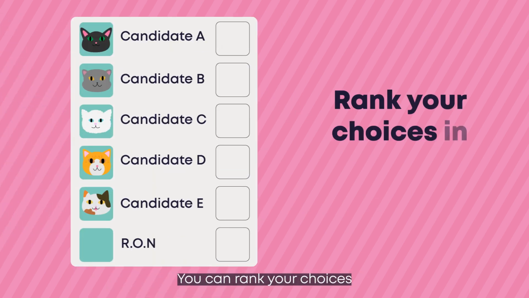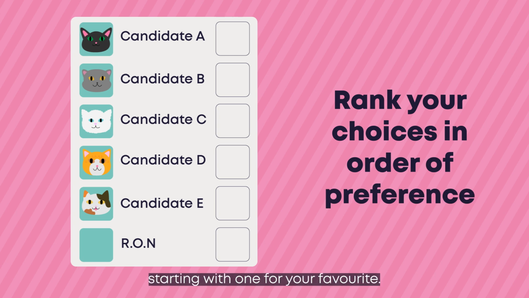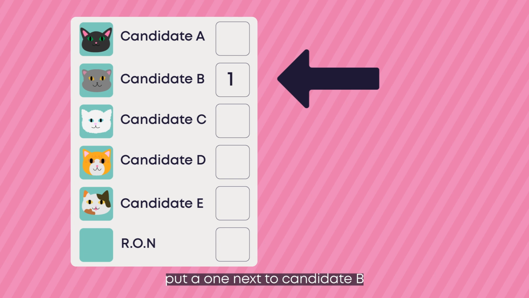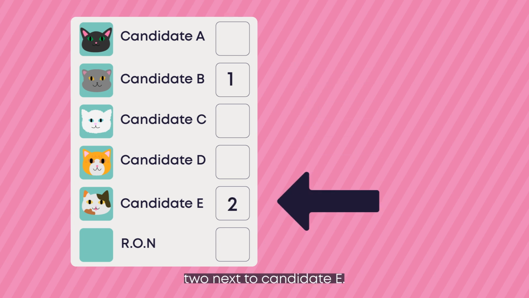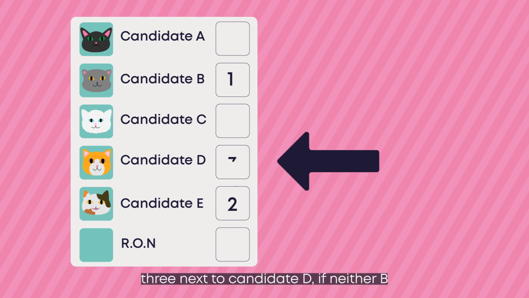You can rank your choices by numbering them in order of preference, starting with 1 for your favourite. For example, put a 1 next to Candidate B because you want them to win, 2 next to Candidate E. If Candidate B doesn't win, you want Candidate E to win, 3 next to Candidate D. If neither B nor E wins, you prefer Candidate D.